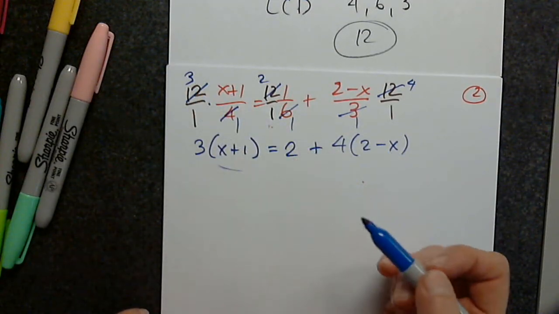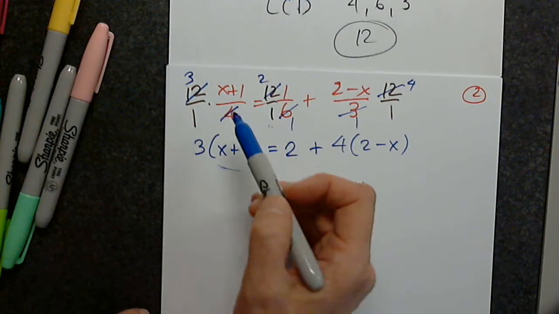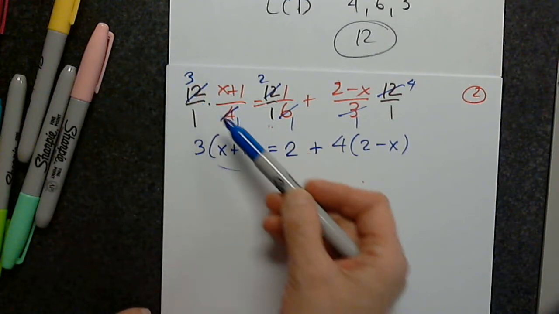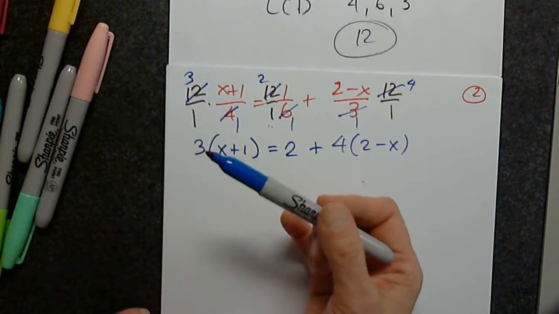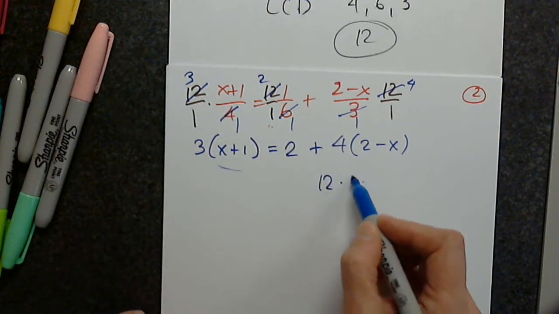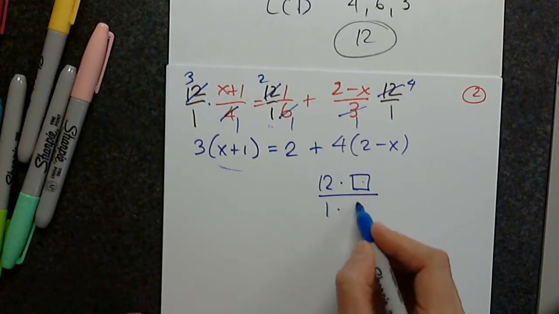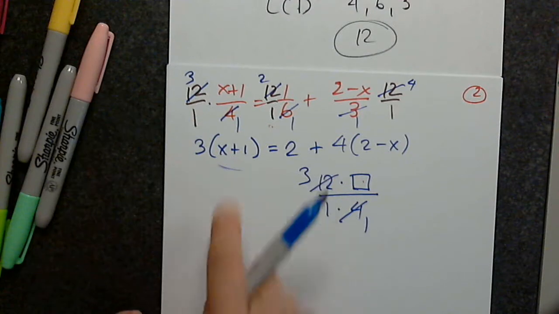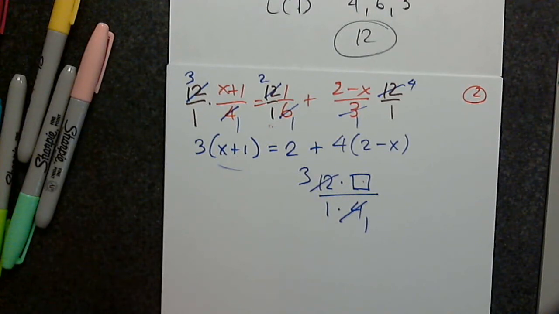Because I have to distribute 3. I'm only simplifying 4 and 12. I cannot simplify this. I can only simplify what I can simplify. So I have 12 multiplied by this divided by 1 times 4, and I can only simplify this. And this stays. It's x plus 1. I can't do anything to it.